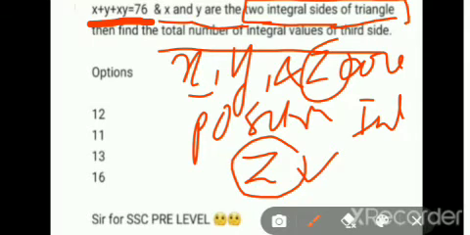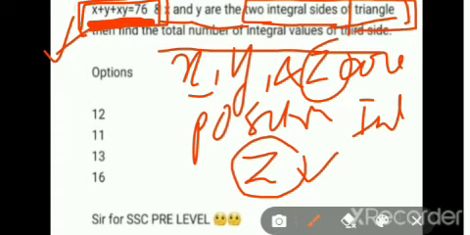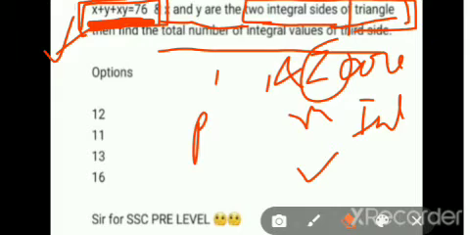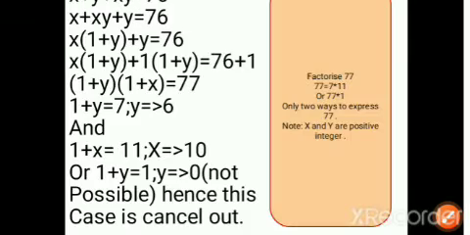As I said earlier, this question is a merging of two concepts. This is an equation, so we need to solve the equation, and another, we have a triangle, so I need to apply the property of triangle also. Okay, so let's proceed with this question. First of all we have to simplify the given equation.